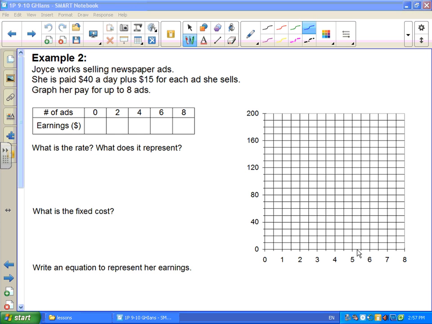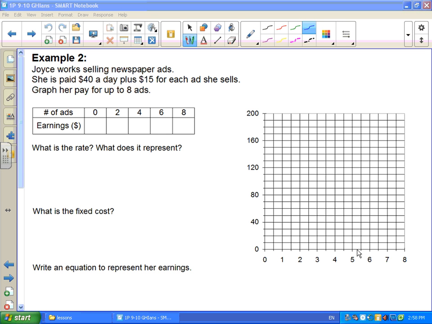So this is our second example from the end of 910 here. And this is another example that's going to involve linear relations here. And we're going to look at the slope and we're going to look at the intercept. So here's the situation. Joyce works selling newspaper ads. She is paid $40 a day plus $15 for each ad that she sells. We want to graph her pay, I guess this is for one day, if she sells up to 8 ads.